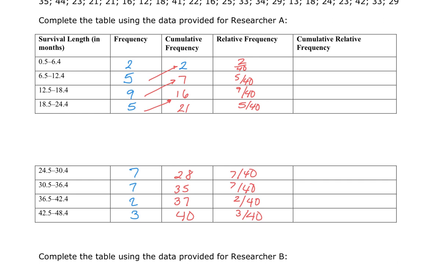So I can write this as 2 divided by 40, or I can do a decimal, 0.0500. And then the next one I'd be adding to it. So I would add 2. So right here, I'd be adding these 2 together as decimals or as fractions. And so I get 0.1750. And I would continue this.